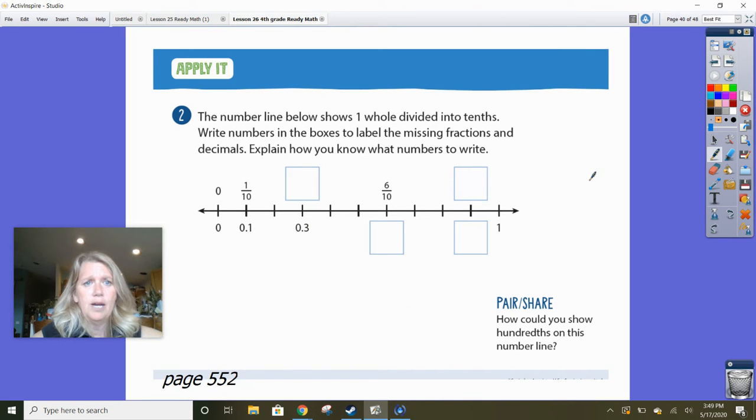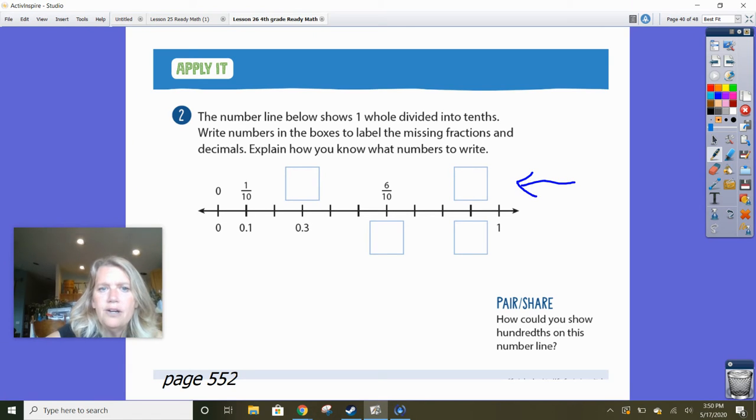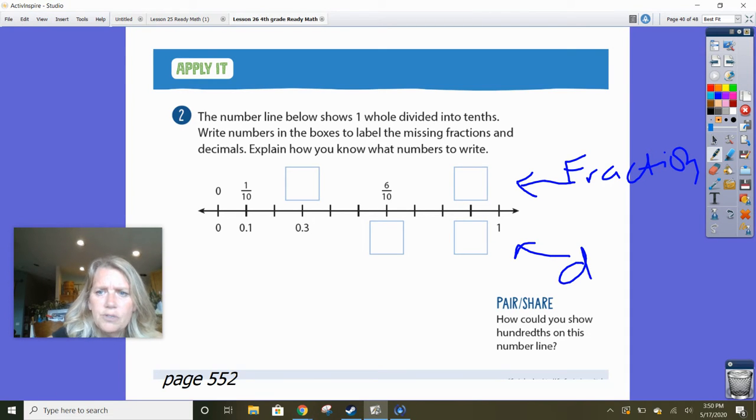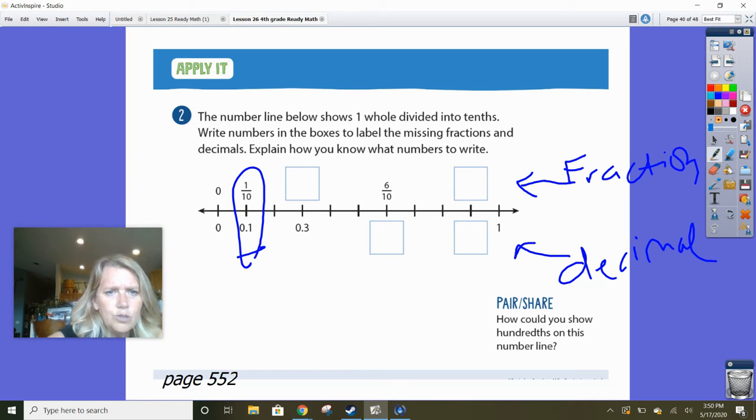The number line below shows one whole divided into tenths. Write the numbers in the boxes to label the missing fractions and decimals. Explain how you know what numbers to write. Okay, so this whole row up here is fraction style, right? And then down here we have the decimal style. And that's really cool because they are equivalent, right? Right here, 1/10 equals 0.1.